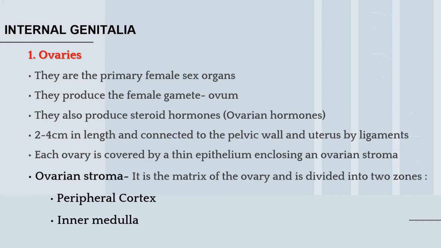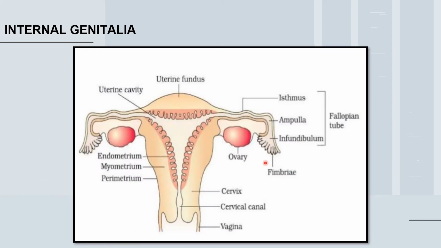The very first part which I would be explaining with respect to the internal female genitalia is the ovary. Ovaries exist in the form of a pair and they are the primary female reproductive organs. As you all can see in this particular image, these are the pair of ovaries which are considered to be the primary female reproductive organs.